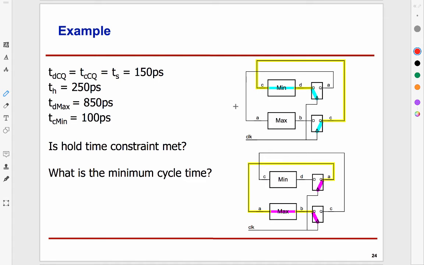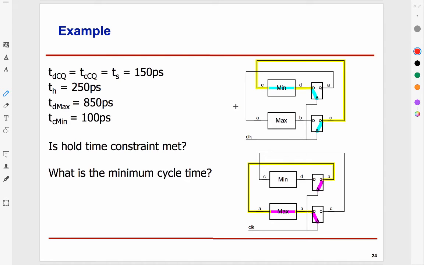We are given that T_dCQ, T_ccq, and T_s are all 150 picoseconds. T_h is 250 picoseconds. T_D max is 850 and T_C min is 100 picoseconds. Our circuit is exactly the same as before. So first question, is the hold time criterion met?